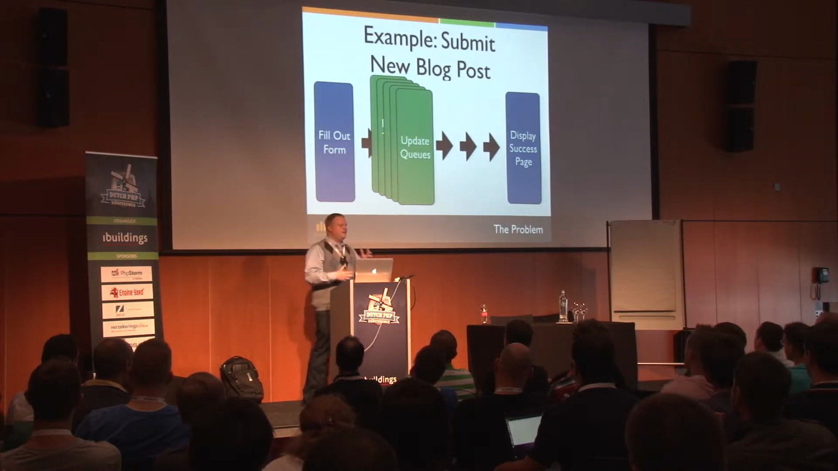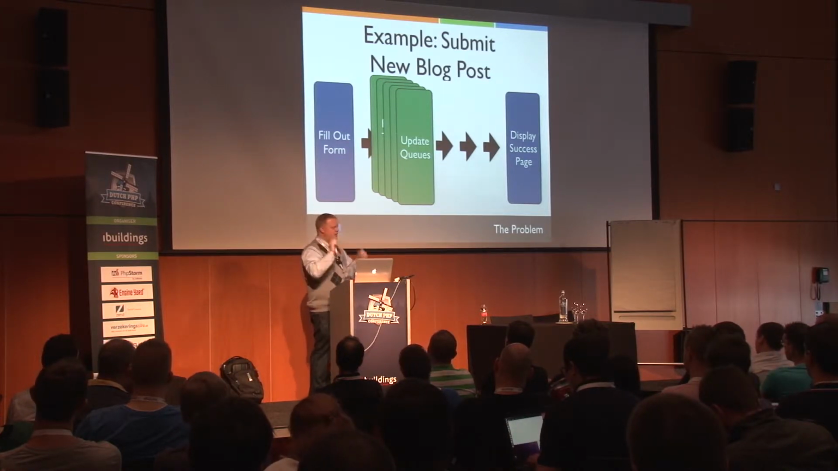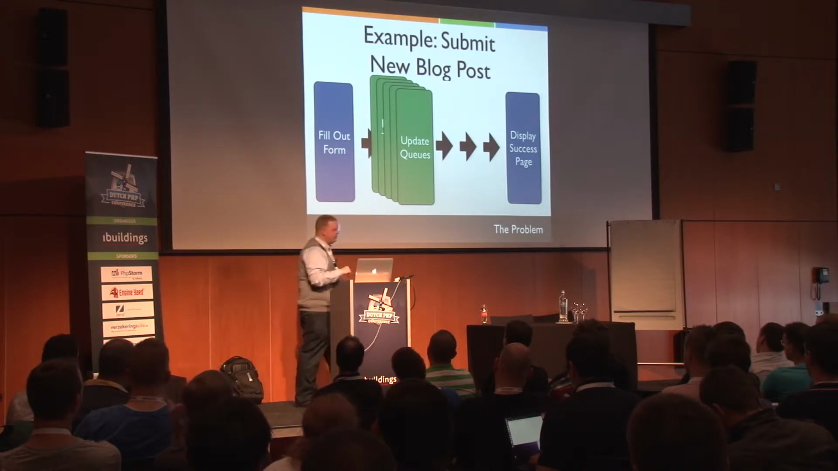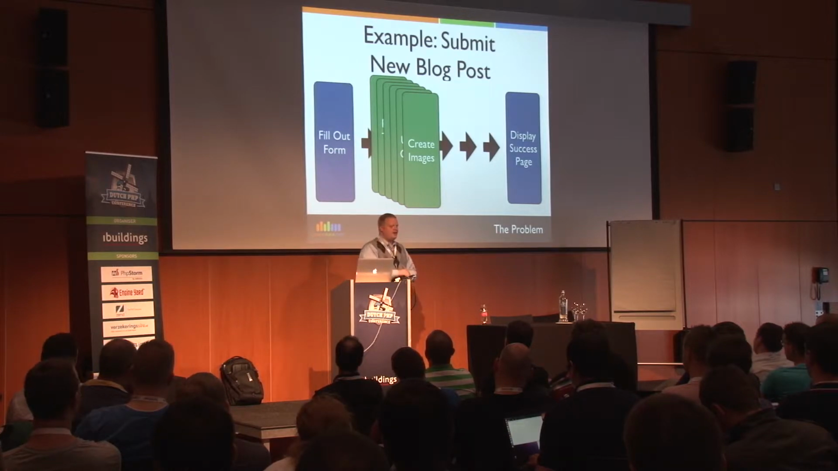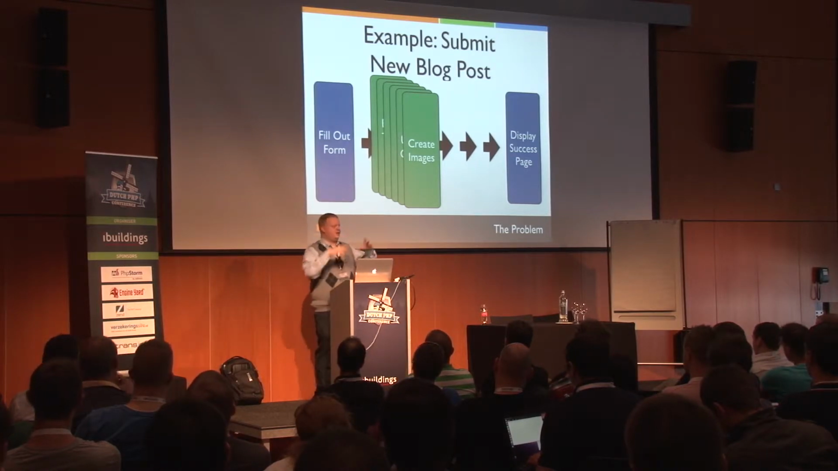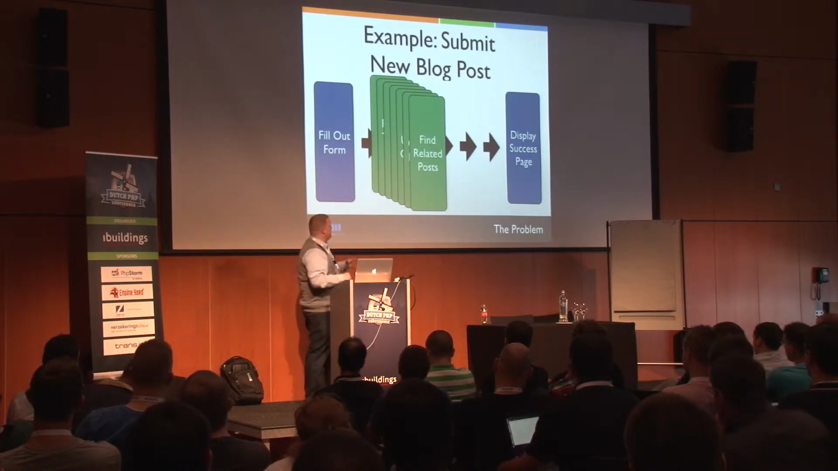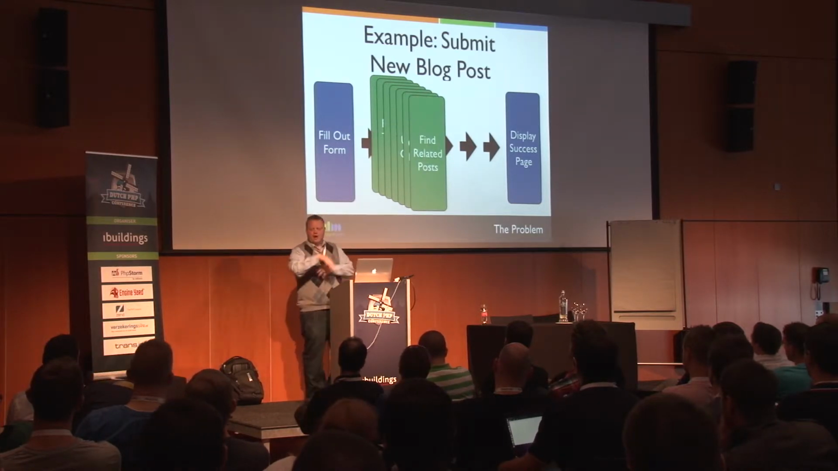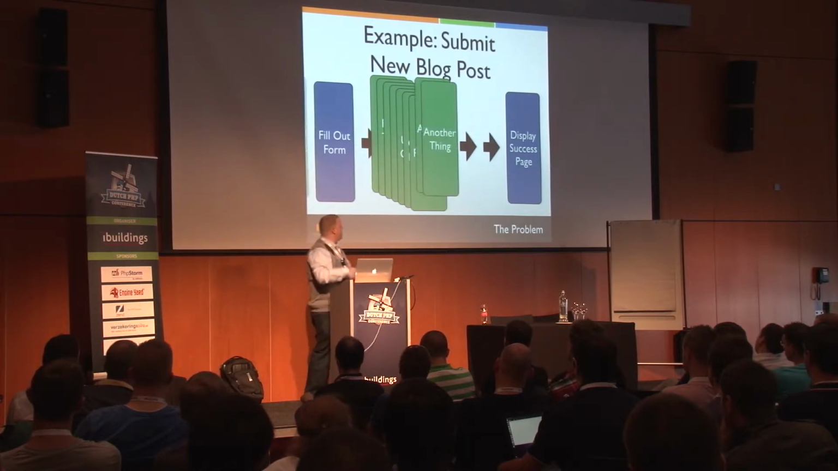You might want to update, we call them queues at work, different lists, saying this article now qualifies to be in several different lists, so I need to push this article to these different queues. You might have to create images: you've uploaded one big master image and you want to do some processing to get a thumbnail, a portfolio image, whatever. You might do something to find related posts, so that at the bottom of your page, you save that, saying go out and generate them. And you might want to do another thing and another thing.